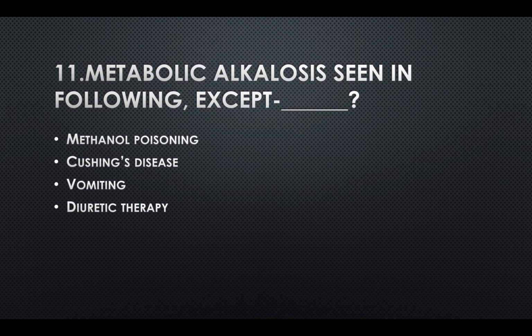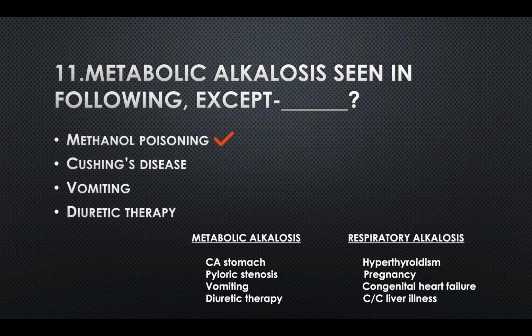Metabolic alkalosis is seen in the following conditions except: option A methanol poisoning, option B Cushing's disease, option C vomiting, option D diuretic therapy. Answer: option A methanol poisoning. Metabolic alkalosis is seen in carcinoma stomach, pyloric stenosis, vomiting, diuretic therapy. Respiratory alkalosis is seen in hyperthyroidism, pregnancy, congestive heart failure, chronic liver illness.